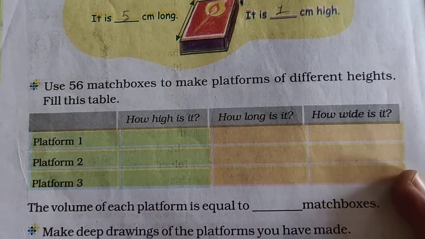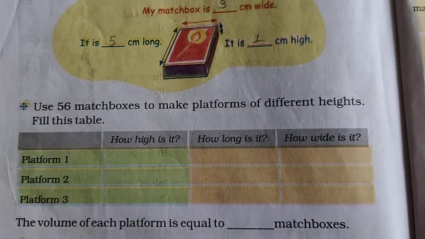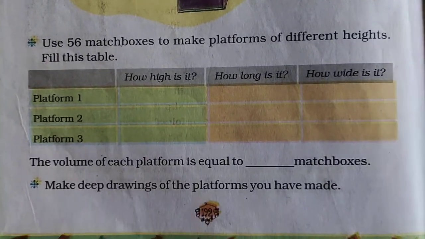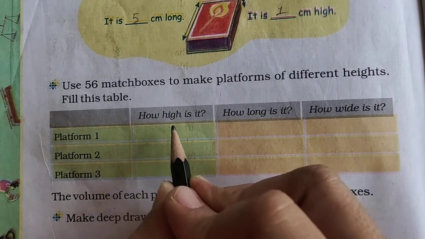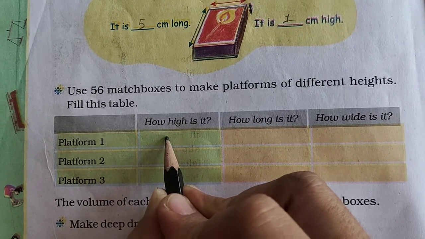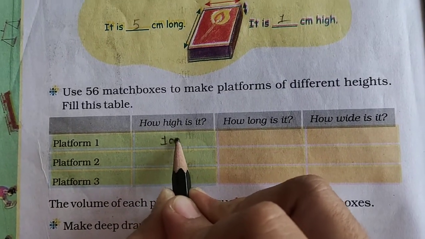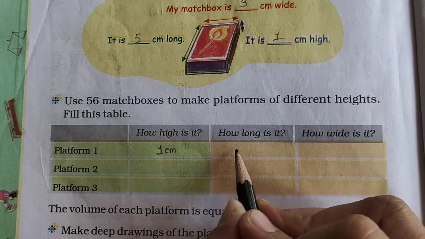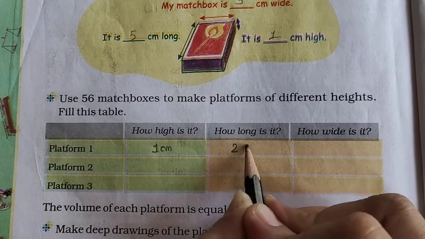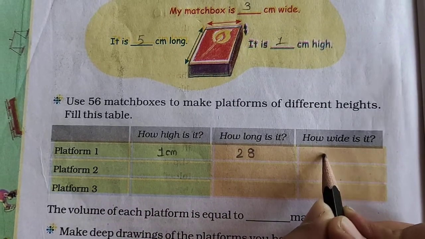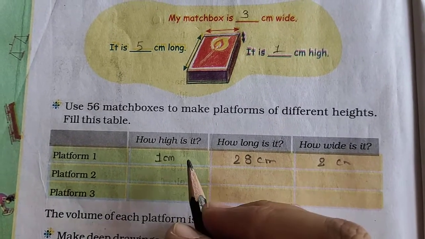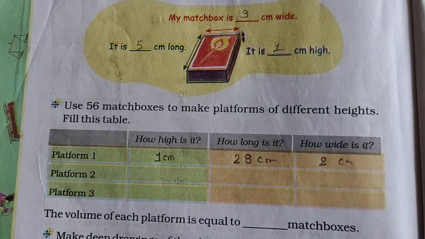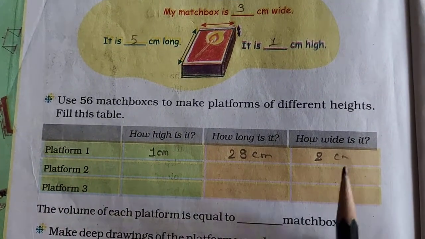Okay students. Now we can also find out the platform. Use 56 to make a platform of different heights. Okay, different heights are taken. So how high? First I can take a simple height of 1 centimeter only. How long is it? Length I will take, for example, 28, and how wide is it? 2. 28 2s are 56, isn't it? 28 2s are 56 and 1, so in total 56 matchboxes are used.